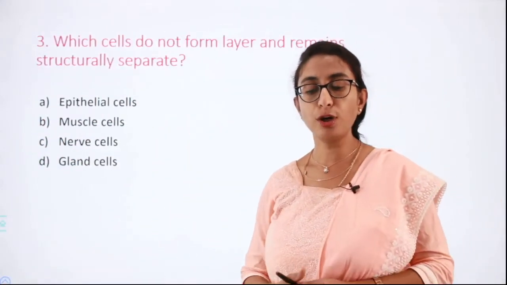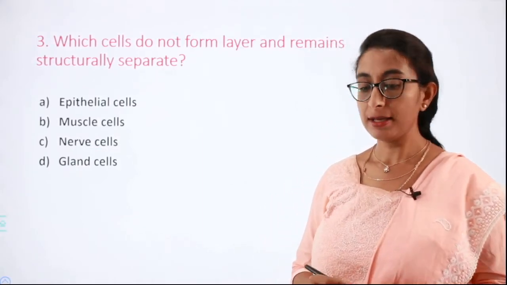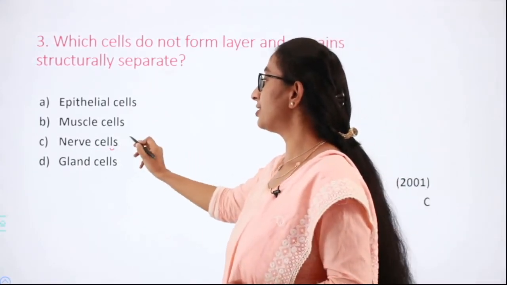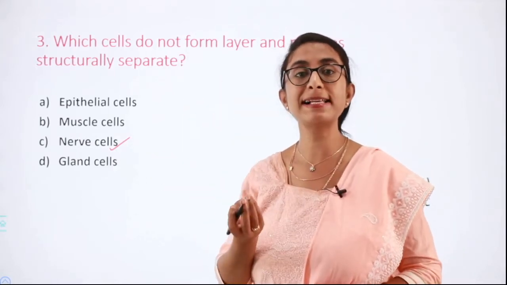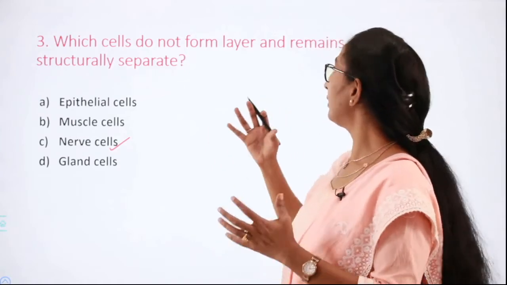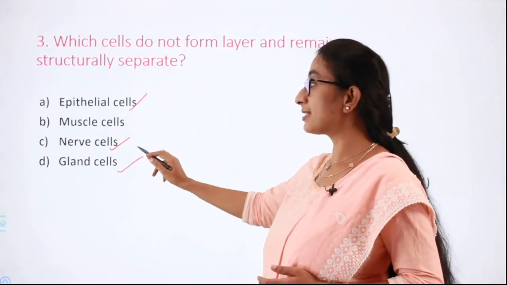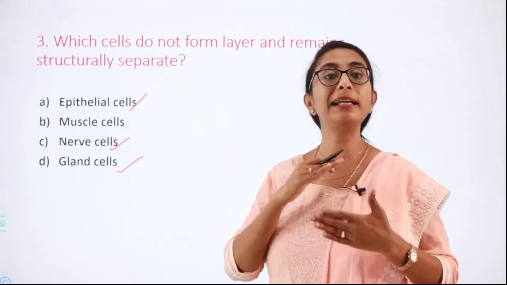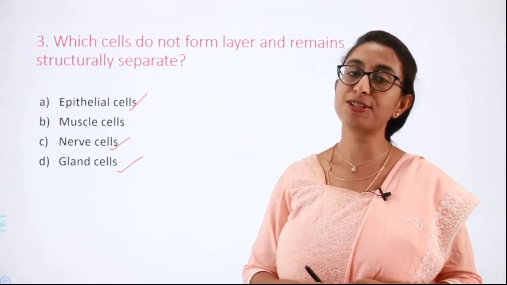Which cells do not form layers and remain structurally separate? It is the nerve cells, because they do not form layers. In muscle cells, we saw how striated, smooth and cardiac cells are all layered, and even epithelial cells and glandular cells, whereas nerve cells are not layered one upon the other. So it is the nerve cells which remain structurally separate.